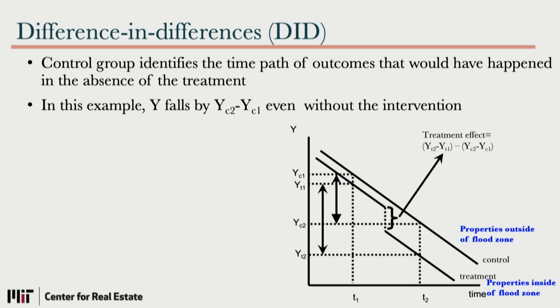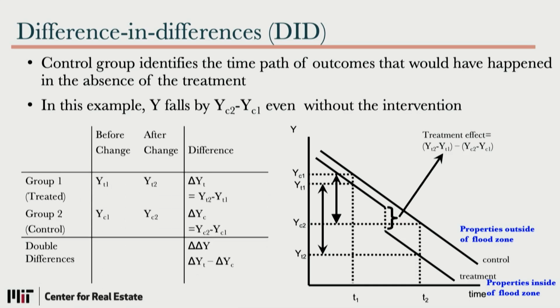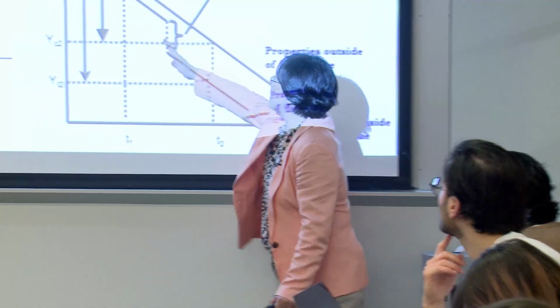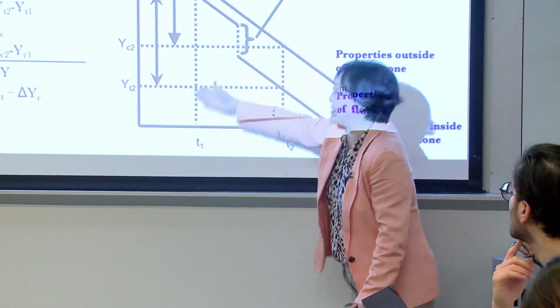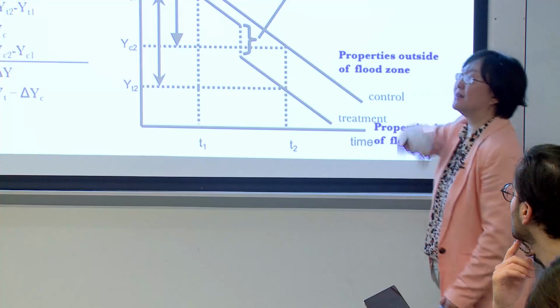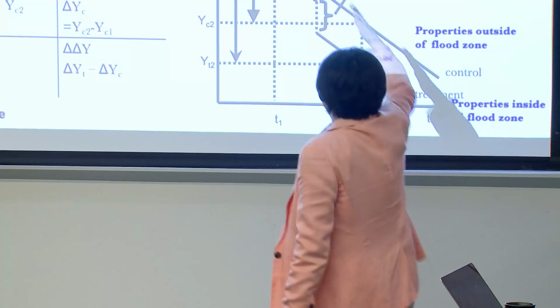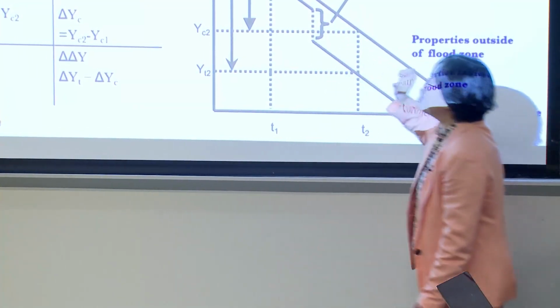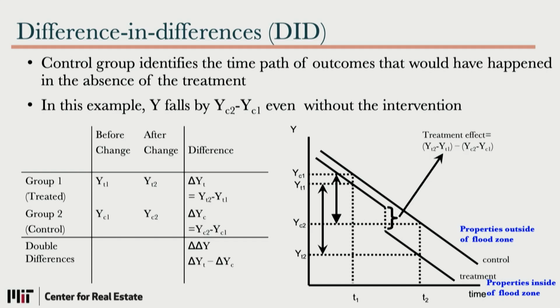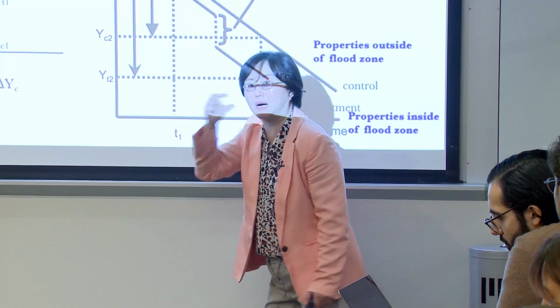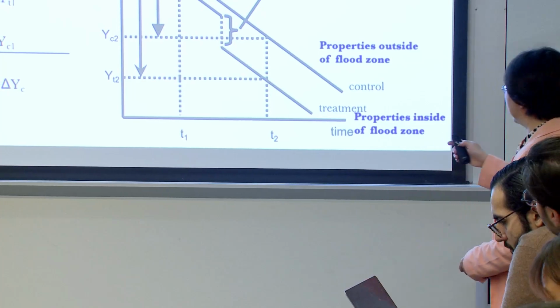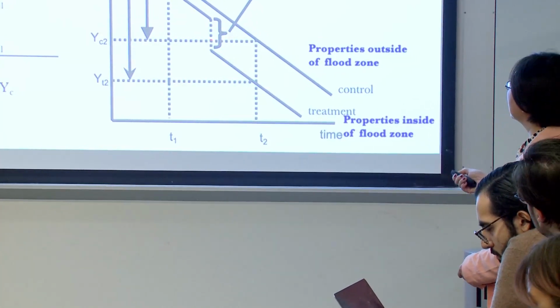And then to give you some algebra, it's so easy. Property inside the flood zone, this. Property outside the flood zone, this. So that's over time, right? Now, the economy is bad, so overall this trend is going down, but many times it's going up. But anyway, let's say the overall trend is going down. Then we understand all other trends are similar. Suddenly there's a hurricane. Then for the treatment there will be a bigger drop. So our goal is to get this treatment effect, which is this big gap here.